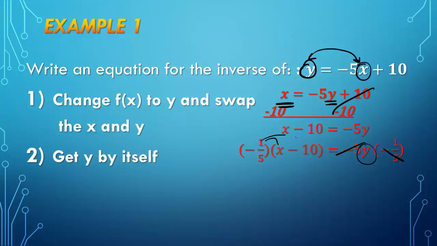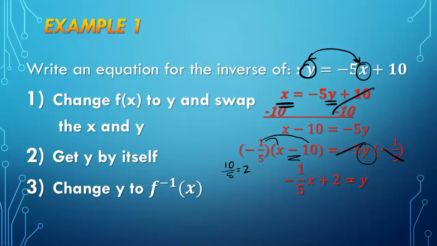And then negative 1/5 times negative 10, because don't forget that minus symbol is actually a negative with the 10. So you've got to multiply negative 10 times negative 1/5. The negatives cancel out, and 10 times 1/5 gives you 10 over 5, which reduces to 2. So that's how I got this: negative 1/5 x plus 2 equals y. And again, change the y to the inverse notation.